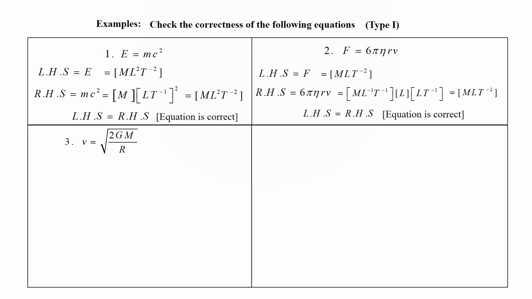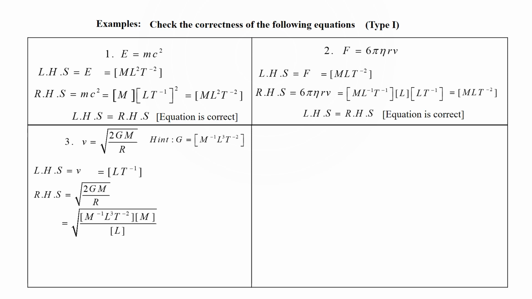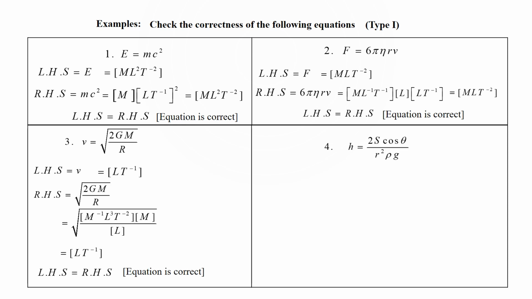Third example: v is equal to under root of 2GM upon R, where v is velocity, G is the universal gravitational constant, having dimensions M^-1 L^3 T^-2, m is mass, R is radius. LHS is v, that is velocity, LT^-1. RHS is under root of 2GM upon R. 2 is a number, so no dimensions. For G we put its dimension, m is M and R is L. On solving we get LT^-1. You can see LHS is equal to RHS, so it is again dimensionally correct.